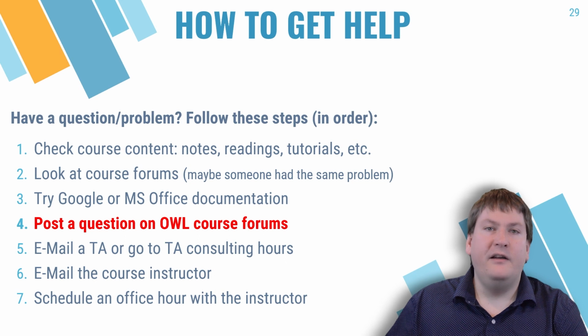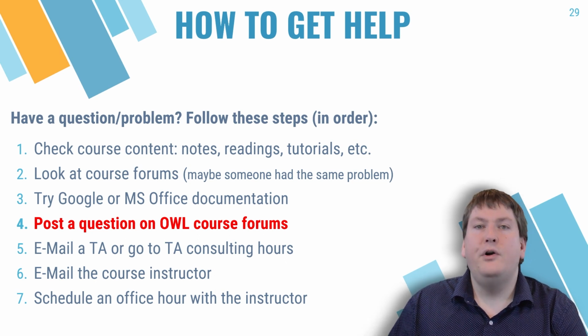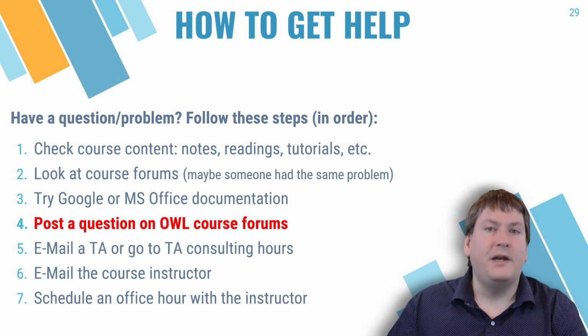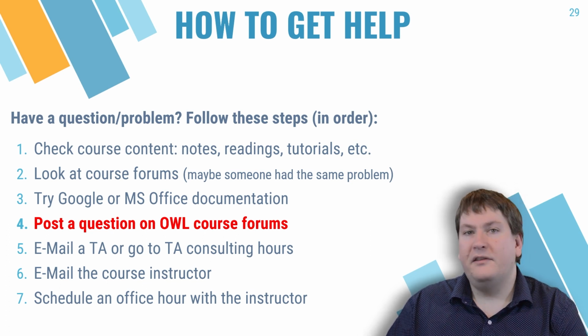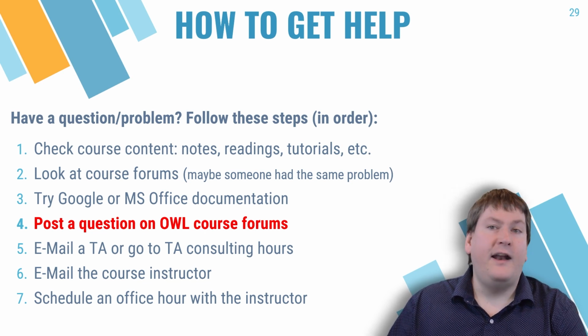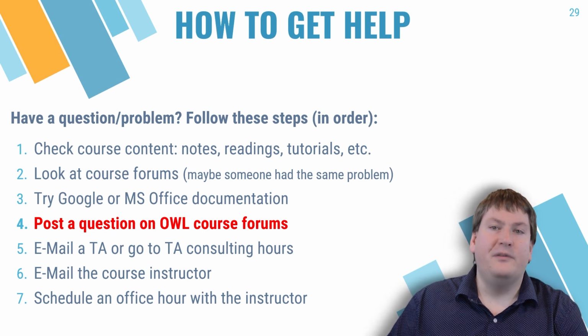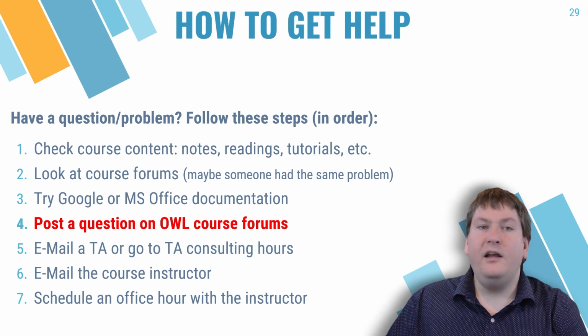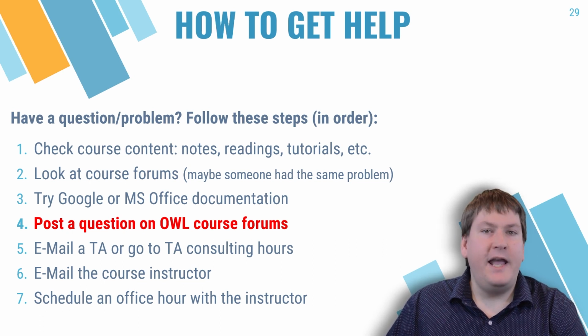Next, if all that fails, and you still can't find an answer, post a question on the OWL course forums, but do make sure that you check if anyone else has already asked that question first. This is a great idea because it can also earn you participation points, if it's a good question and it hasn't been asked before. So even if you don't get an answer right away, posting on those course forums will at least help your participation grade. Next, step 5 is to email the TA or go to TA consulting hours. Remember, there's no need for an appointment with the TA, and TA consulting hours work as drop-in.